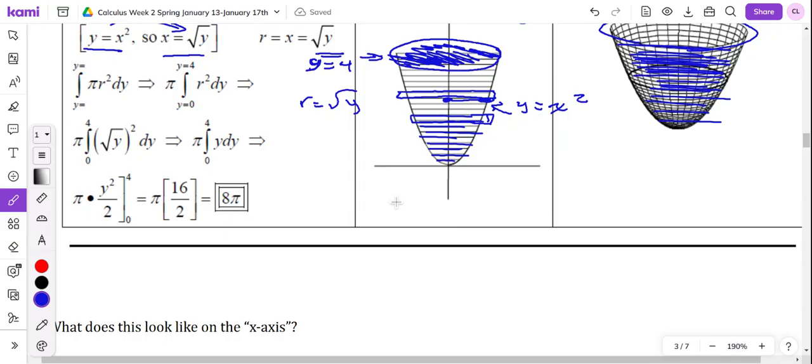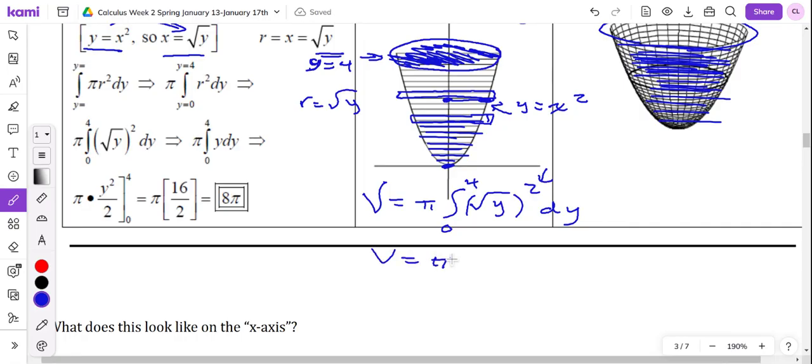We know that the volume of this thing is equal to pi times the integral from 0 to 4, because the 4 is the top boundary. Here's my lower boundary, here's my upper boundary, 0 to 4 of my radius. It has to be in terms of y, square root of y. I have to square that. Don't forget, it's pi r squared dy.